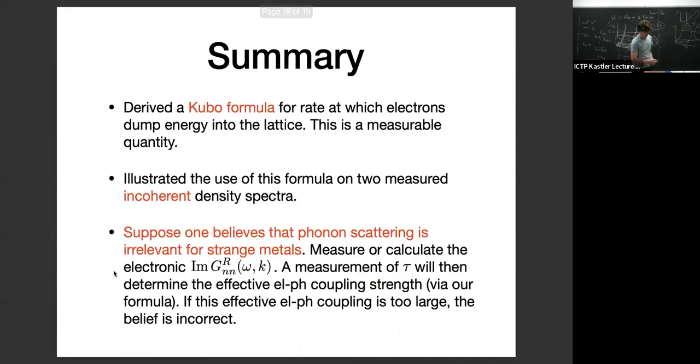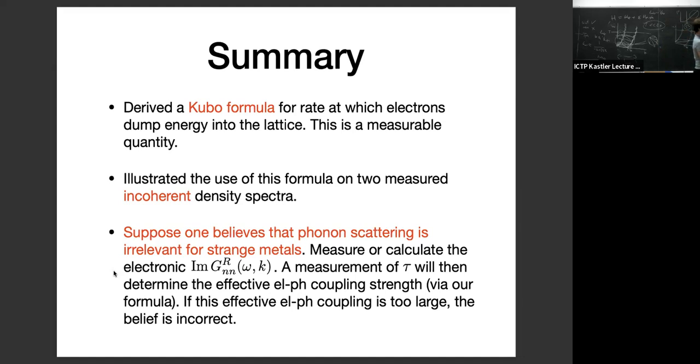All right. So to summarize, the main point I tried to make is that we have a Kubo formula for the rate at which electrons dump energy into the lattice. That's a measurable quantity. And I illustrated the use of this formula on two measured incoherent densities, but these are really estimates. And when these things are measured better, we could do something more precise.